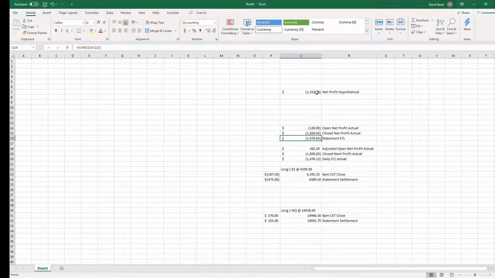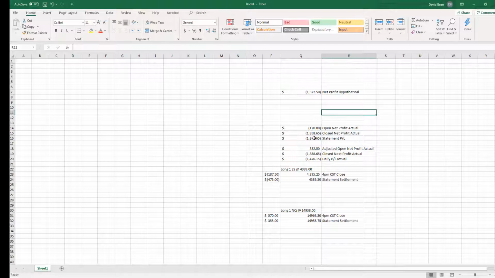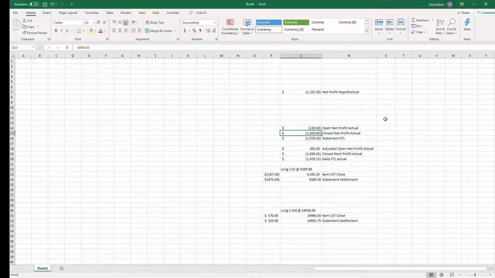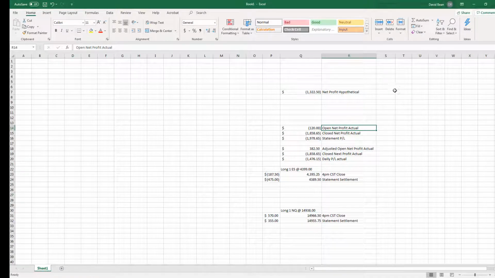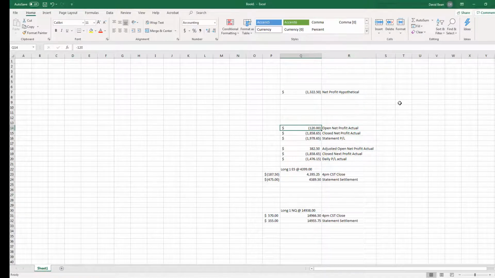So you look at that and you say there's about a $650 difference. Why is there a $650 difference between my statement P&L and the hypothetical P&L? And so we break it down. Let's look at the closed net profit, the actual closed net profit, minus 1858.65 with slippage and commission. These are real trades. And the open net profit actual is minus 120.